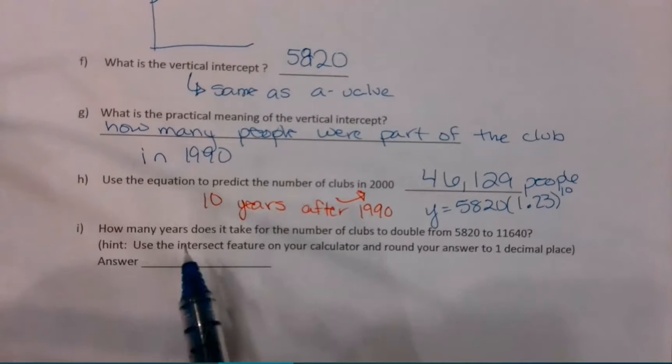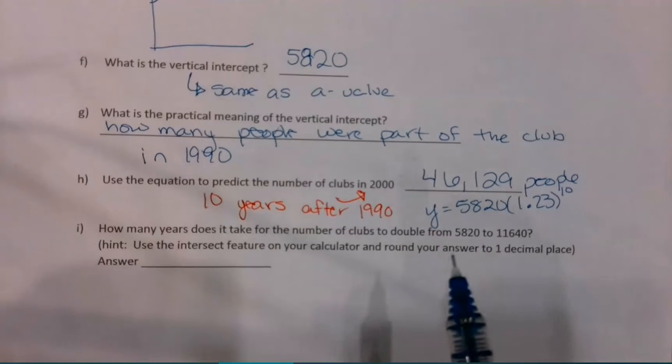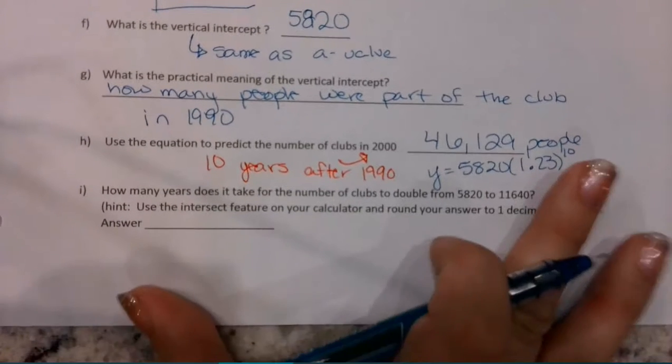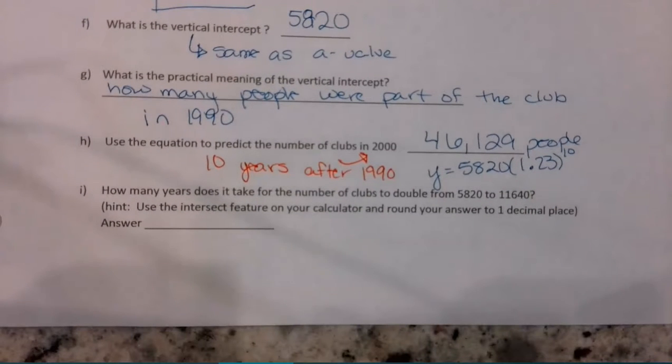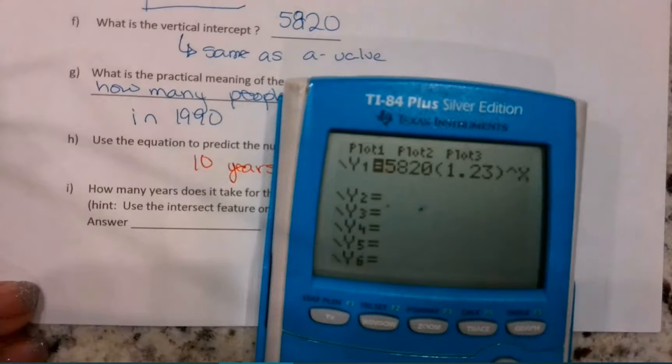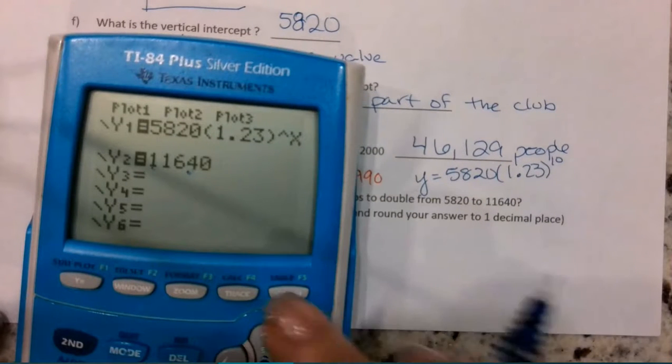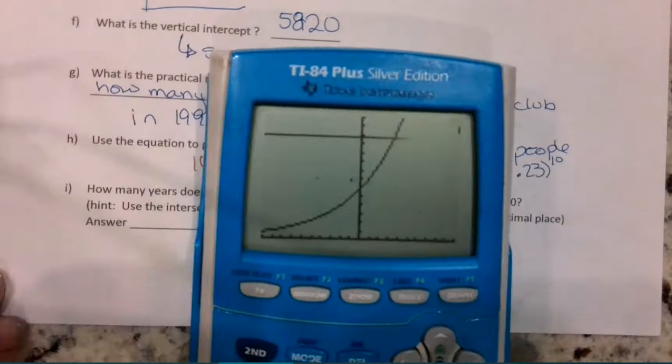This one wants me to figure how many years it takes for the number of clubs to double from 5,800 to 11,640, and it tells me to use the hint of the intersection feature on my calculator. So what I'm going to do is on my y equals, on the second line, I'm going to type in the number I just covered up, 11,640, and I go back to my graph.